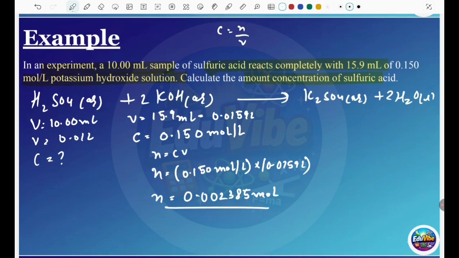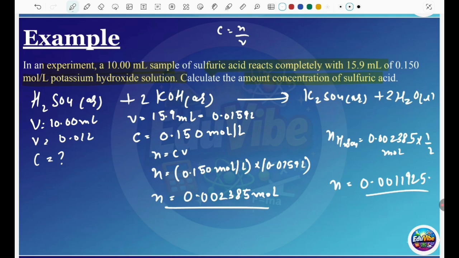So you can do the same thing we did in gravimetric stoichiometry. So n for H2SO4 is basically 0.002385 moles, multiplied by required upon given, which is 1 upon 2. So basically you get 0.00111925 moles. This is n for H2SO4, which is sulfuric acid. Now you find the concentration: 0.00111925 divided by 0.01 liters. Basically you will get 0.119 moles per liter.